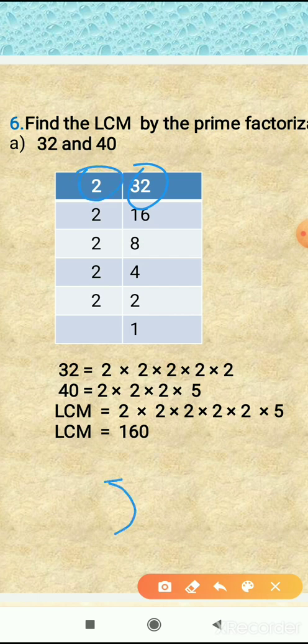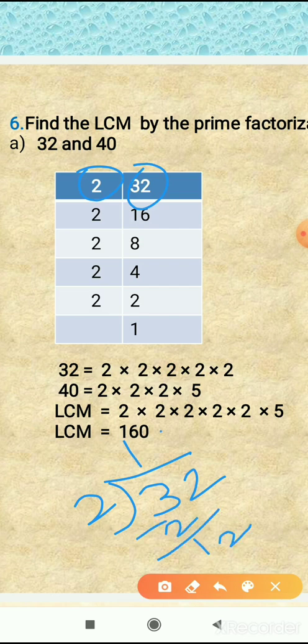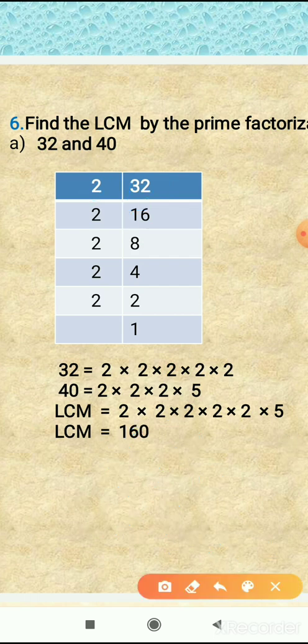So 32 divided by 2. 2 ones are 2 and 2 6s are 12. Okay, so we get here quotient 16. So we write 16 here. Now we will divide 16 by 2 because 16 is an even number. So we divide 16 by 2. 2 8s are 16. We get quotient 8 and remainder zero.